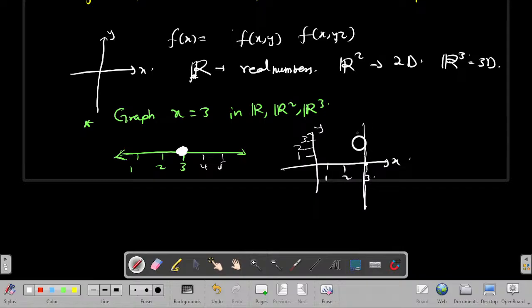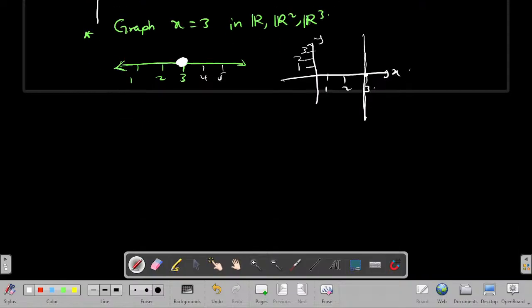Now let's move to the 3D. In the 3D, I'll have my simple 3D coordinates. I have my y here, I have my x here, and I have my z here, right? So let's say 1, let's say 2, let's say 3. Let's say I have my x to be 1, my x to be 2, x to be 3, right?